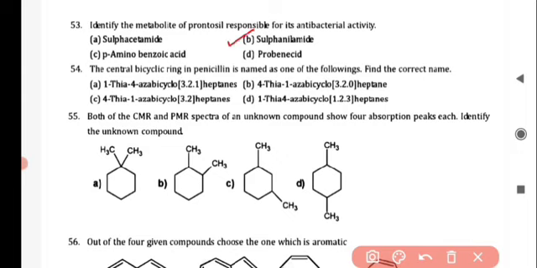sulfanilamide. Next question is, the central bicyclic ring in penicillin is named as one of the following. Find the correct name. And the correct answer is option B, 4-thia-1-azabicyclo 3.2.0 heptane. Next question is, both the CMR and PMR spectra of an unknown compound show 4 absorption peaks each. Identify the unknown compound. And the correct answer for this question is option B.